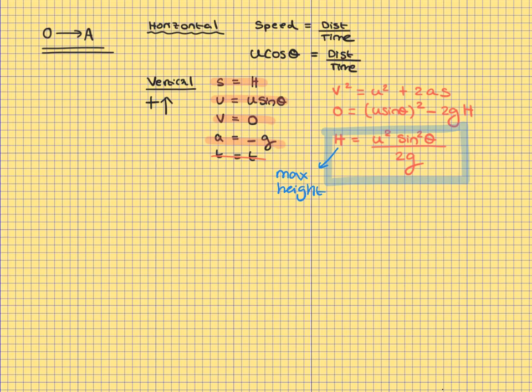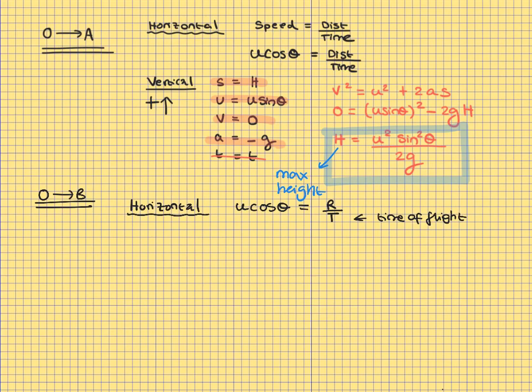Let's now explore what happens on the journey between O and B. So the full journey. Let's start with the horizontal direction again. Speed equals distance over time. Remember, the speed is u cos theta throughout the horizontal motion. The distance travelled is the horizontal range R, and the time taken is t, which is the time of flight.